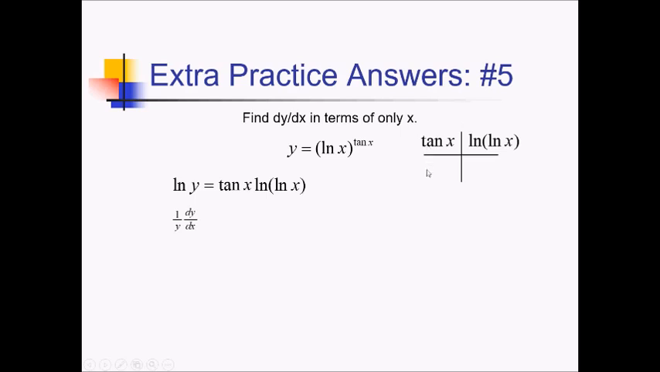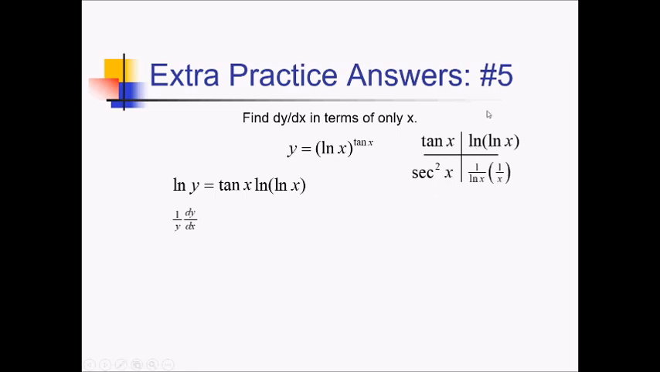Derivative of tan is going to be secant squared of x. ln, so this is a chain rule. The outer function, we have ln of something. Derivative of that is going to be 1 over the something, so 1 over ln of x. But now we have to multiply by the derivative of the something, which also is ln of x. So derivative of ln of x that we're multiplying by is 1 over x.